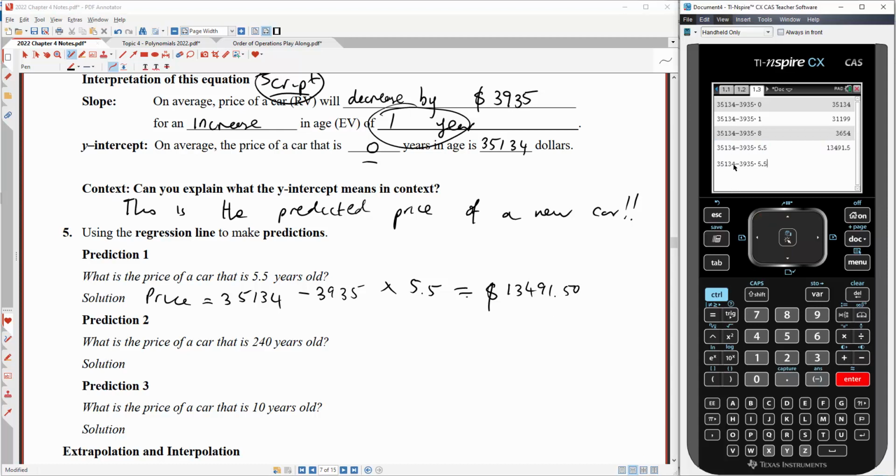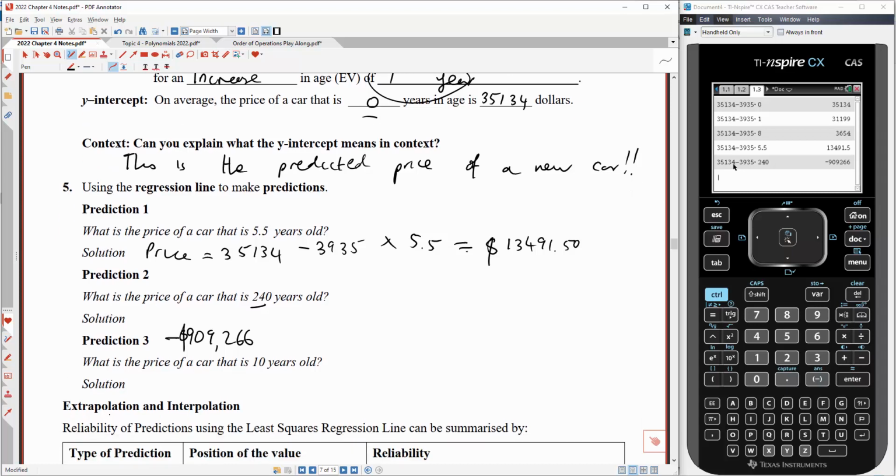What's the price of a car that is 240 years old? A very old car. We're going to use the equation for that because it's certainly not on the graph. I'm not going to do all of the working out for this one, I'm just going to write it down: negative $909,266. So that's what you're going to pay for a car that is 240 years old. Basically, this suggests that they'll give you $909,266 if you buy a car that is 240 years old. Now, that doesn't make sense, and we'll talk about that in a sec.